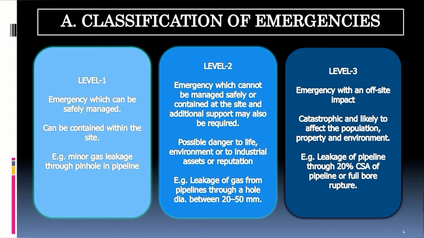Level 3 emergencies include incidents that could be catastrophic and can affect the population, property, and environment inside and outside the location. This is controlled by the district administration, but the unit is responsible for management of emergency. For example, leakage of natural gas from pipelines through 20% CSA, that is curved surface area of pipeline, or if fire is caused due to this kind of leakage, these are Level 3 emergencies as they can cause severe damage to the surroundings.